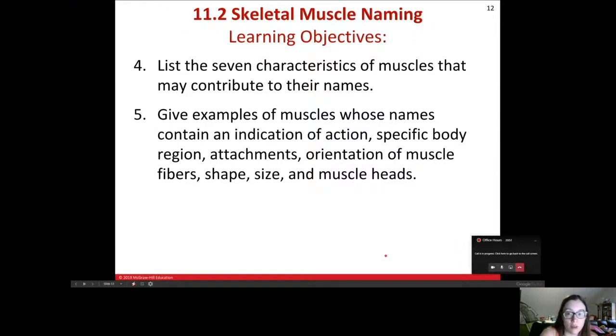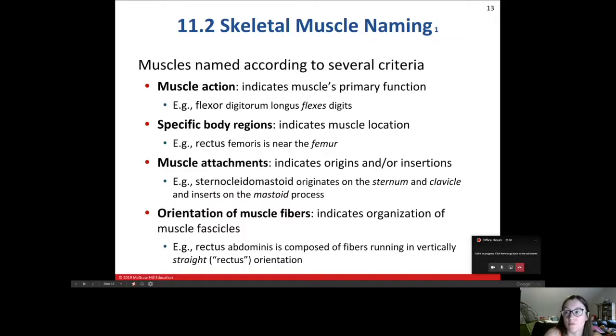Now, lastly, we'll talk a little bit about muscle names. You have an Edpuzzle to do that is called Muscle Names Have Meaning. It goes over this, and hopefully it will help you remember the names of those muscles.